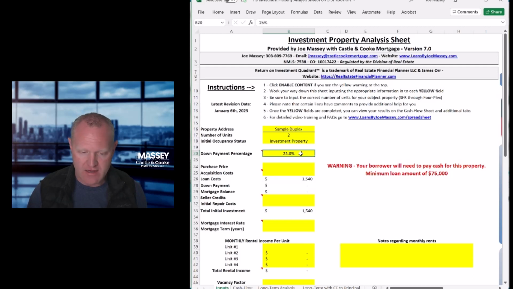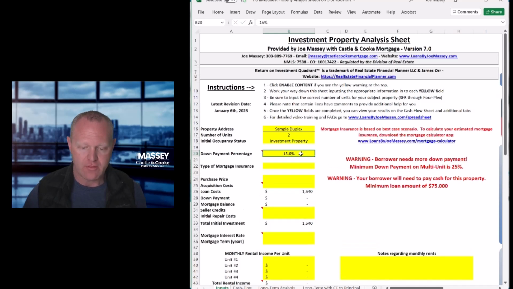But maybe you're buying this as a single family home with only 15% down. Well, two things are going to happen. Number one, it's going to ask you about mortgage insurance. But number two, it's going to say, hey, you're going to need to put more money down because an investment property with only 15% down is limited to a single family home. So if you change it back to a single family, now that error goes away.